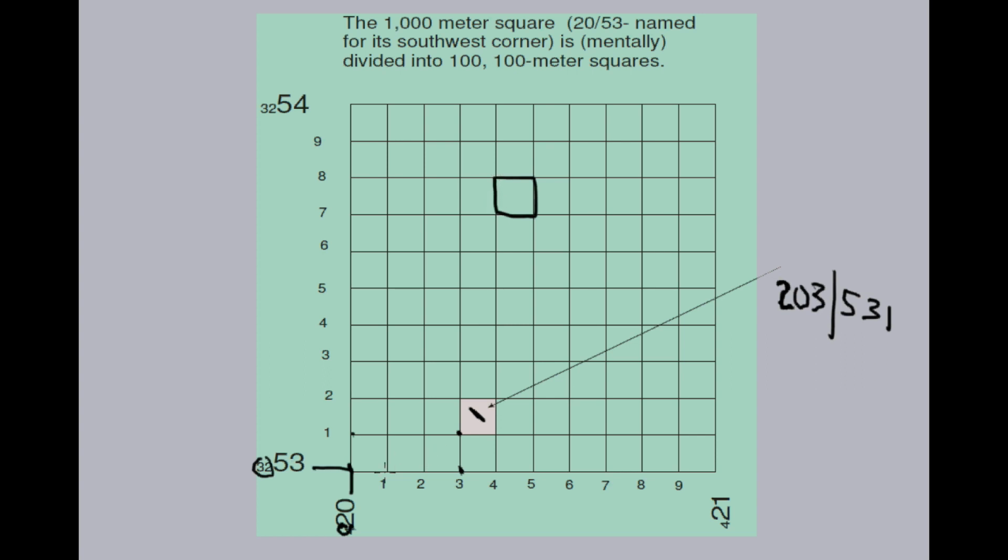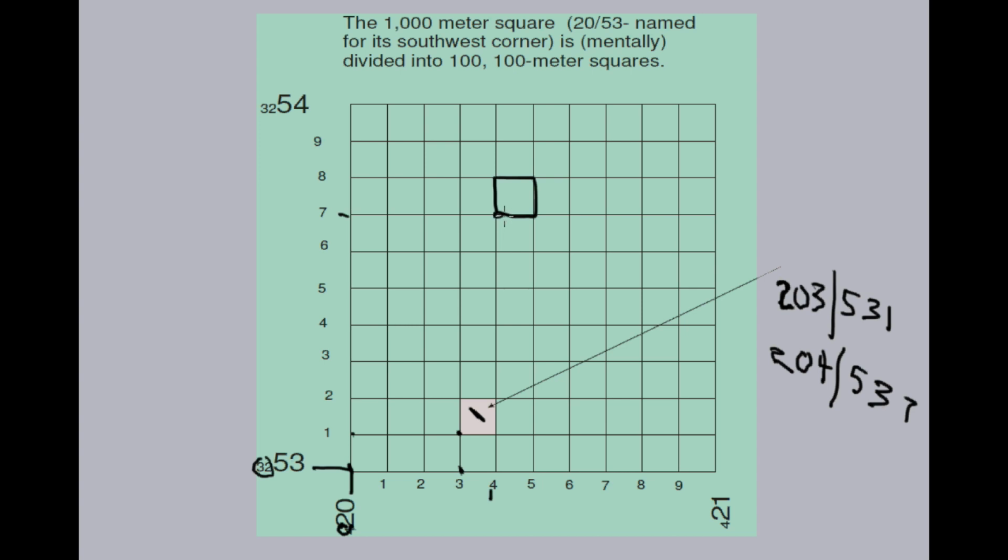Let's identify those coordinates. That would be 204. This point right here is 204 by 537. Here's our 7 out here. So 204 by 537. And when you stated your coordinates that way, using this abbreviated system, you would have identified yourself as being somewhere within a 100 meter square, with 204 by 537 being the southwest corner of that square. For most land navigation purposes, that's about as accurate as you need to be.